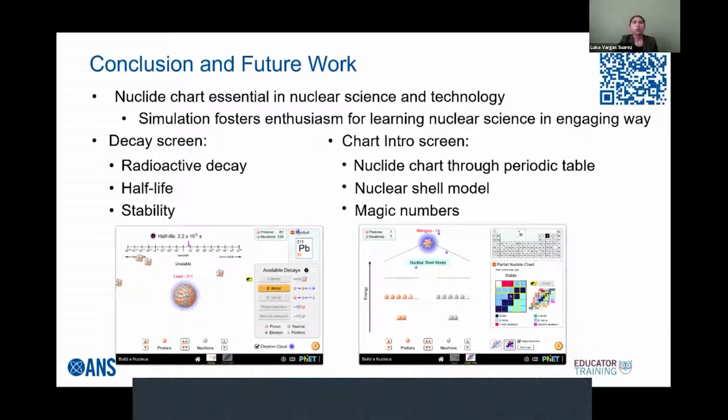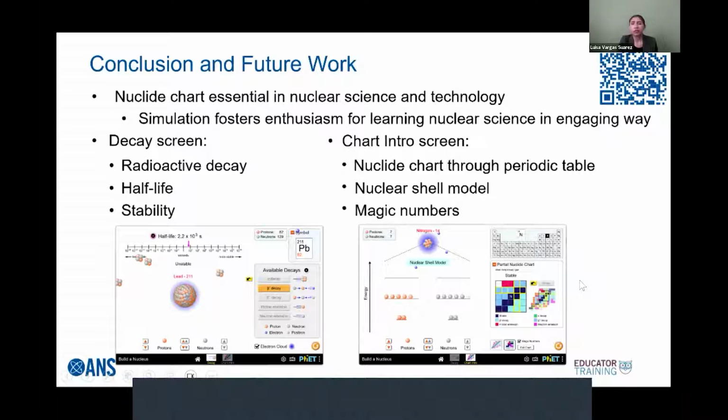So the Build a Nucleus simulation is a powerful learning tool that encourages everyone to get excited about nuclear science and to learn about all these various concepts about half-life, decay types, stability, and the nuclear shell model. In understanding all these concepts, one can also learn about the chart of the nuclides, which is essential to nuclear science. And I have shown again here the QR code to the simulation so you can access it. And it is made up of these 2 screens.